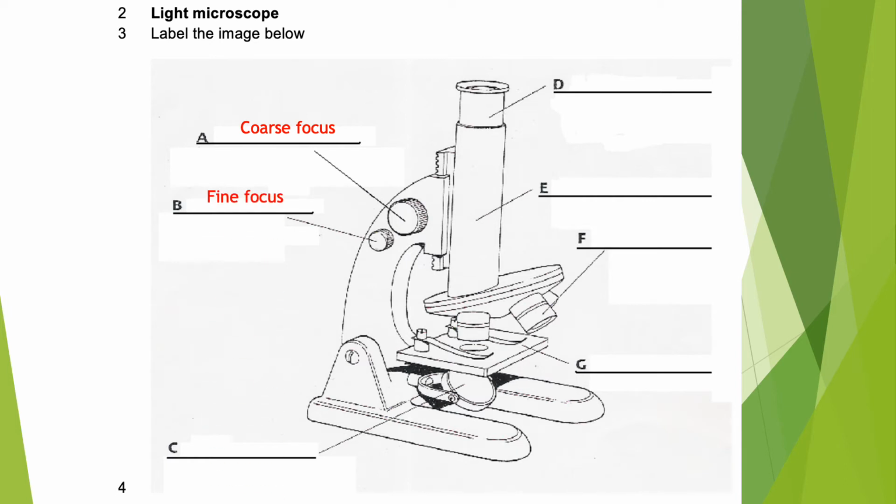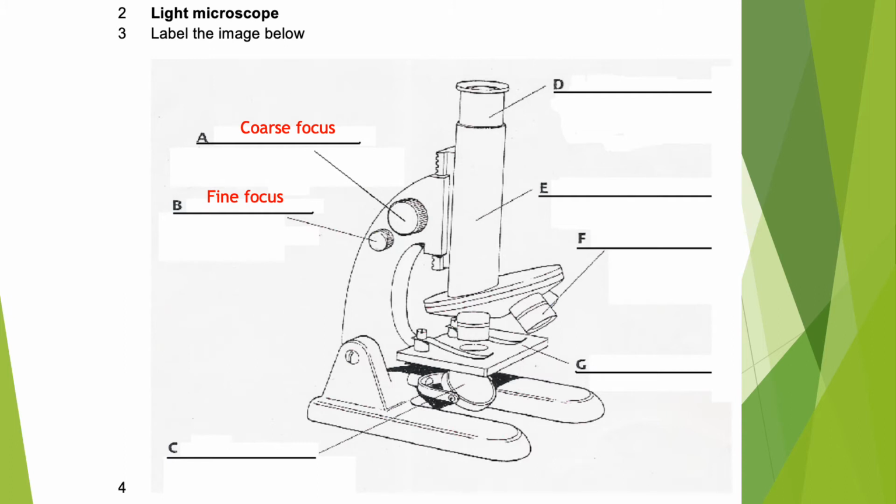So these two dials are used together just to make sure that your specimen is in focus, right? You use the coarse focus first to get it generally in focus, and then you use the fine focus to do the fine tuning, to get it even more into detail if you need that precise measurement.